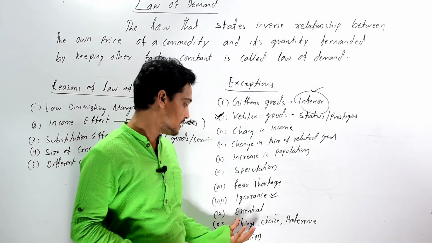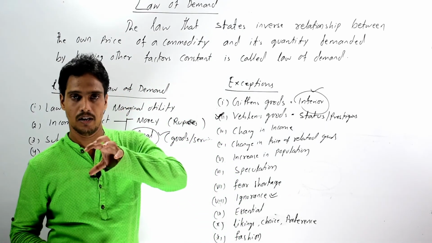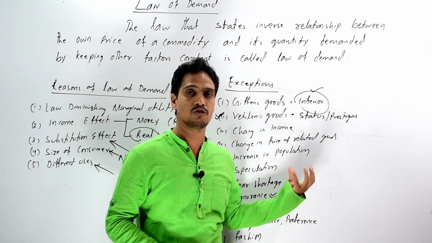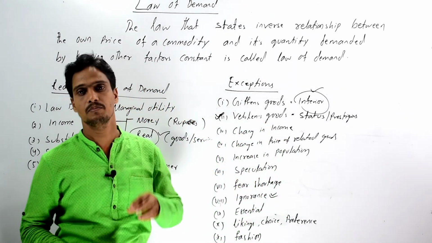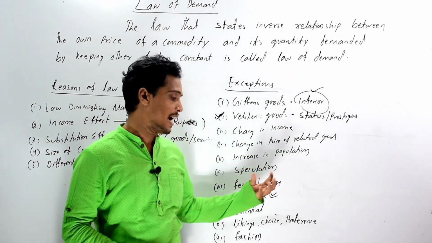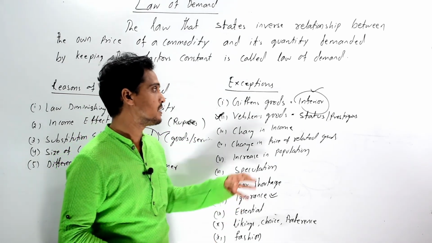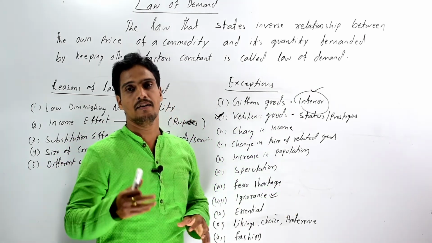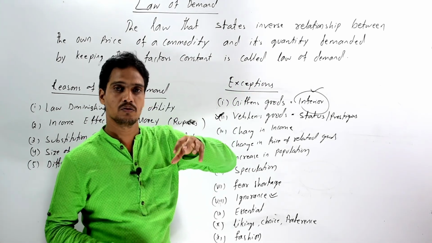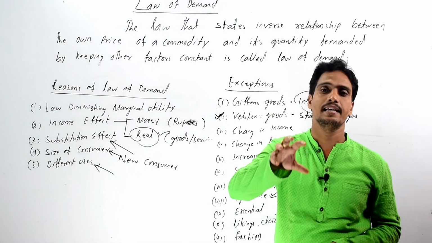Similarly, the next point is likings, choice or preference of the consumers. When a consumer likes a particular commodity, or there is a choice or preference of the consumer, the consumer will demand the commodity according to the likings, choice or preference. That means the price of that commodity may not affect the quantity demanded. Whatever may be the price, the consumer would like to demand that commodity according to their preference, likings or choice.